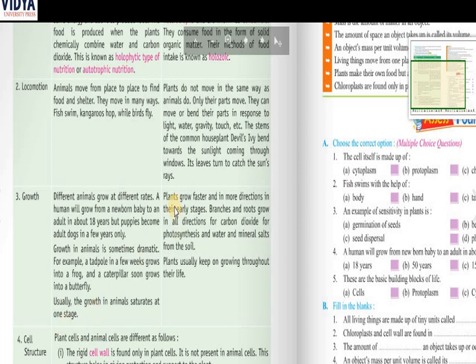And in plants, plants grow faster and in one direction in their early stages. Branches and roots grow in all directions, for carbon dioxide for photosynthesis, and for water and mineral salts from the soil. Plants usually keep on growing throughout their life.